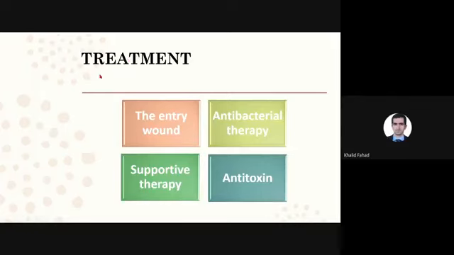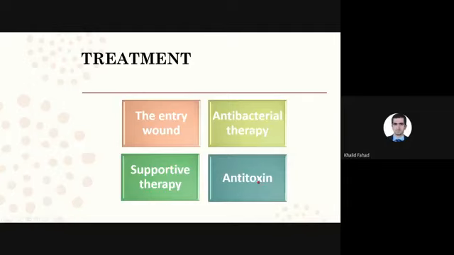So what about the treatment? The main pillars for the treatment of tetanus: you have to treat the entry wound in order to stop the growth or multiplication of the bacteria, in addition to killing these bacteria with antibacterial therapy. So you have to clean the wound, expose it to atmospheric oxygen, and give antibacterials to stop the bacteria and the production of toxins.